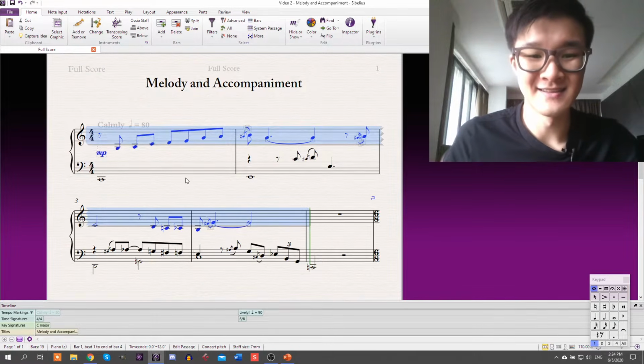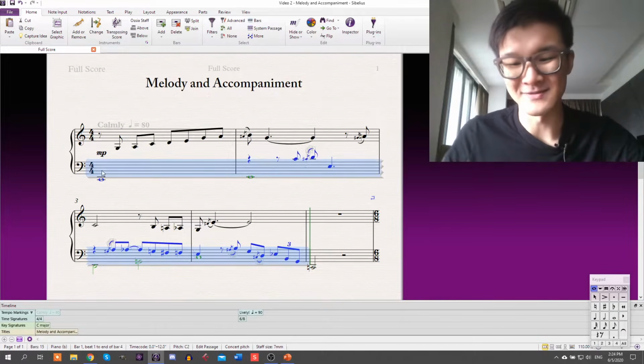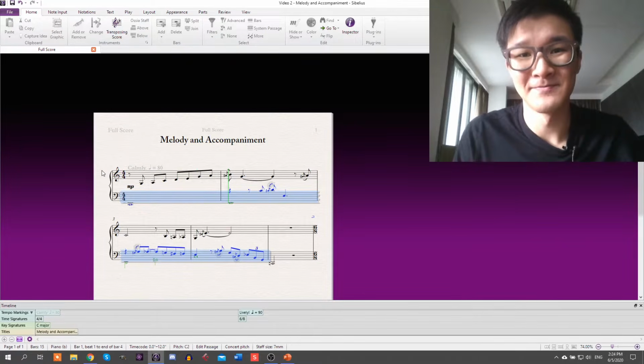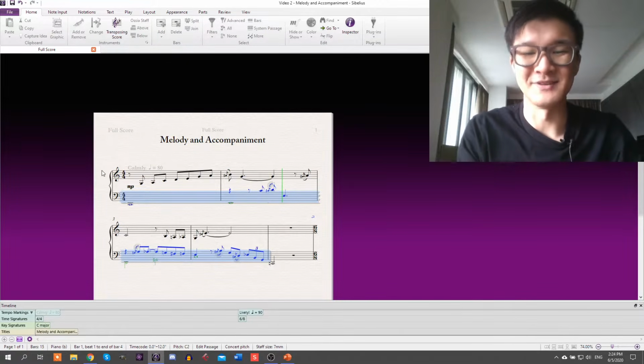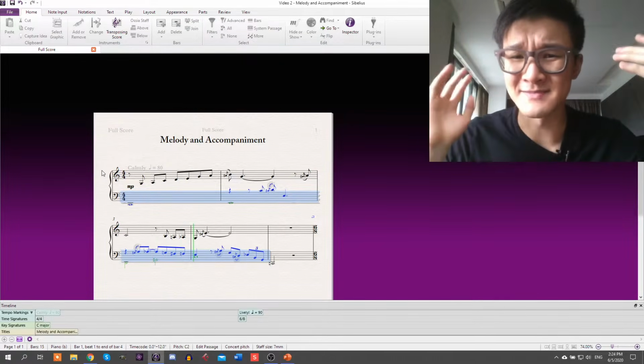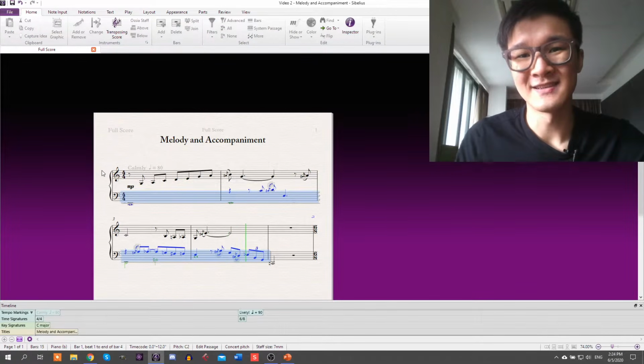Whereas the left hand, I mean, what does it do? It just plays notes. It just kind of hangs there. It's pretty boring in many ways, and even when it plays stuff, it doesn't make as much sense. That's the accompaniment function.